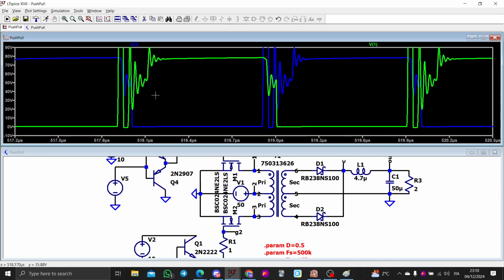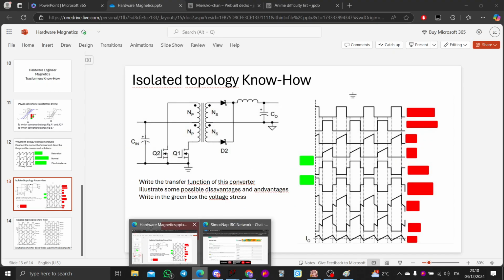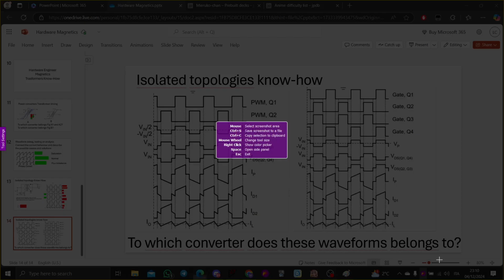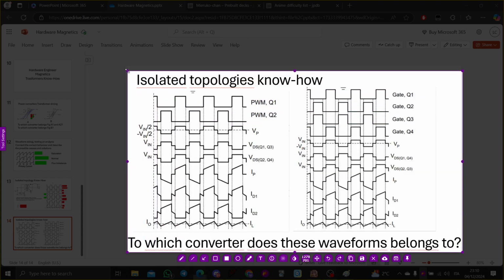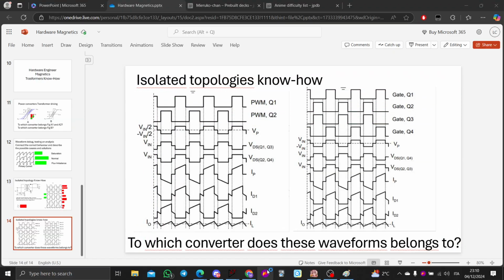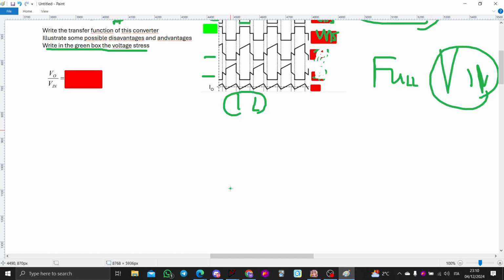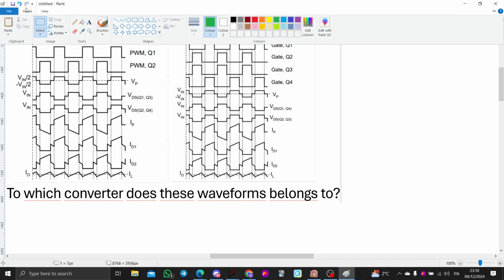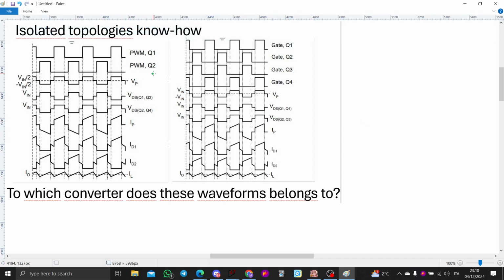You see that there is the interval here. There is a very big resonance, but it is like this. And last, the question: which converter does this waveform belong to? Okay, let's answer also to this in Paint. So I think that these are both either full bridge or half bridge.